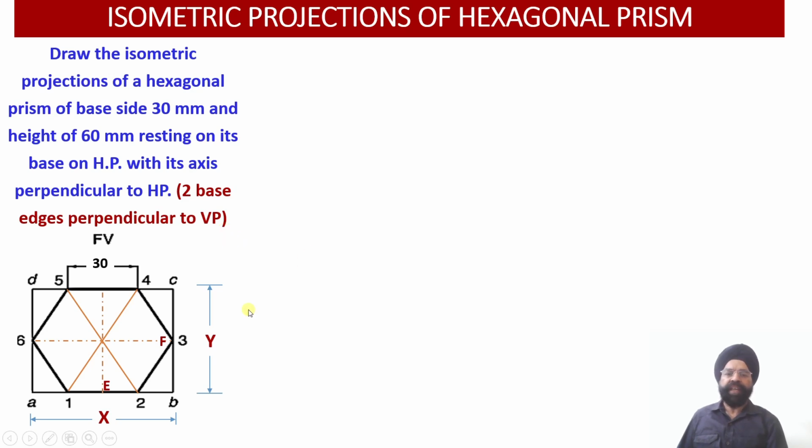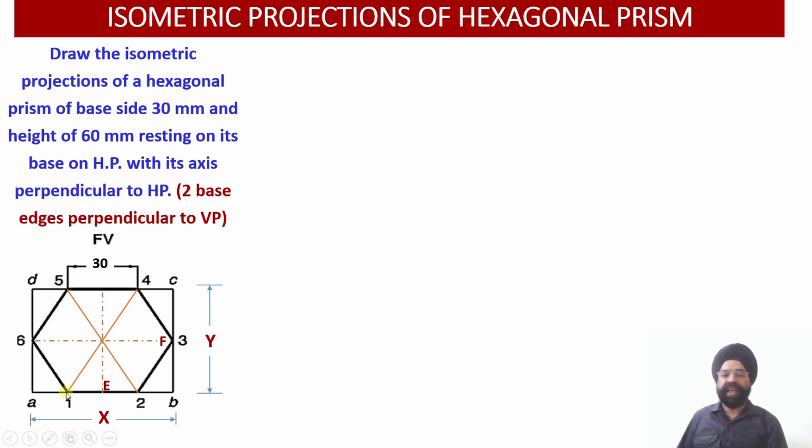To begin with, we have to start with the geometric construction of the hexagon with base edge equal to 30 millimeter. So this is the 30 millimeter base edge, which we are going to draw here, and all the edges 1-2, 2-3, 3-4, 4-5, 5-6 and 6-1 will be equal to 30 millimeter, and the external angle of this hexagon we are going to draw as 60 degrees.